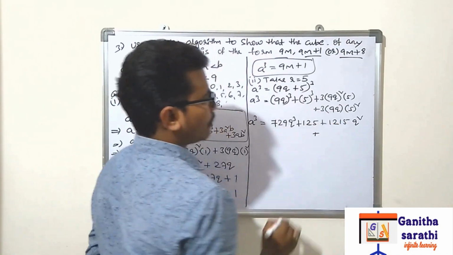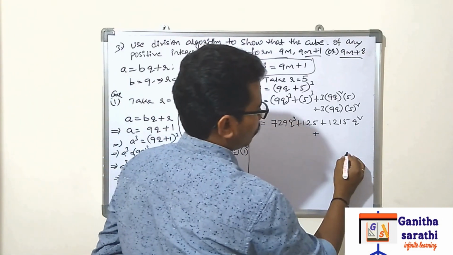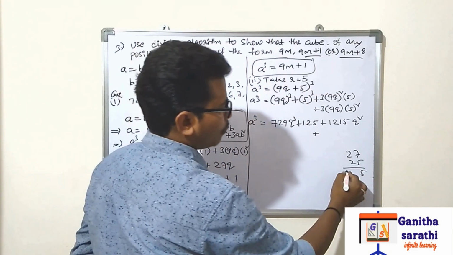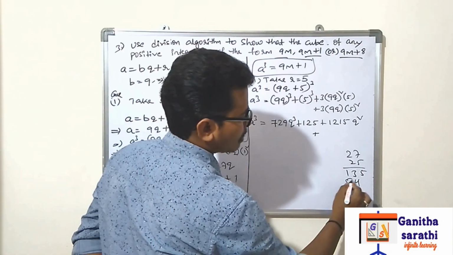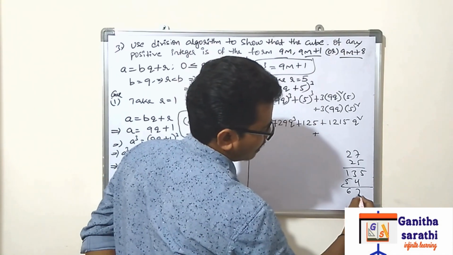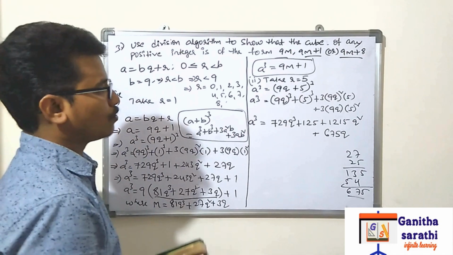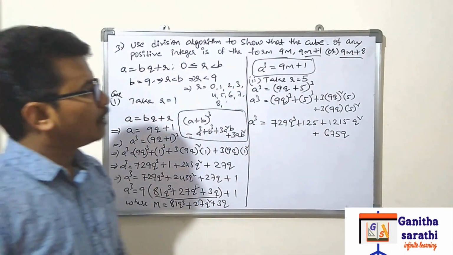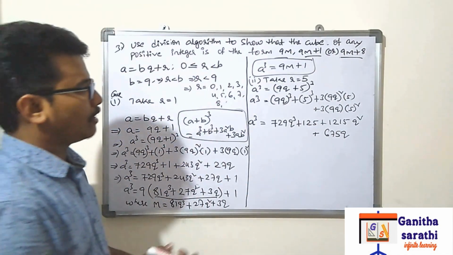3 into 3 9s are 27, 27 into 5 square is 25, right? So 27 into 25, 5 7s are 35, 5 2s are 10, 13, 2 7s are 14, 2 2s are 4 plus 1, 5. So how much? 675, 675 q. Now see here, it should be in the form of what? It should be in the form of 9m plus 8. Okay, 9m plus 8, done.